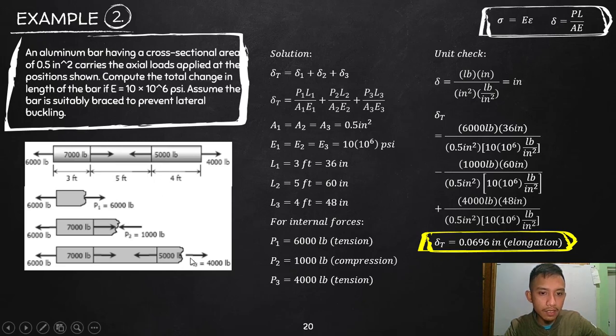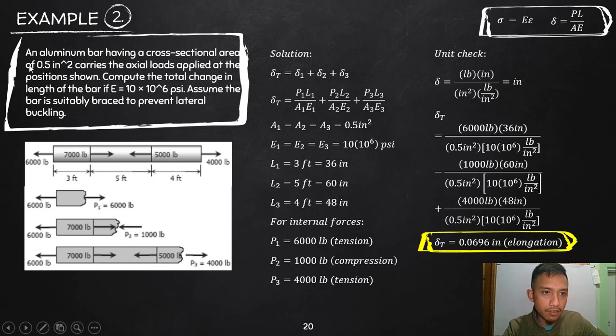Therefore, the reaction will be going to the, I mean, left. This is now the reaction going to the right, which is 4,000. The summation or the resultant of this, which is going to the left, will be counteracted by going to the right, which will tend to elongate, which is tension. So those are our givens.